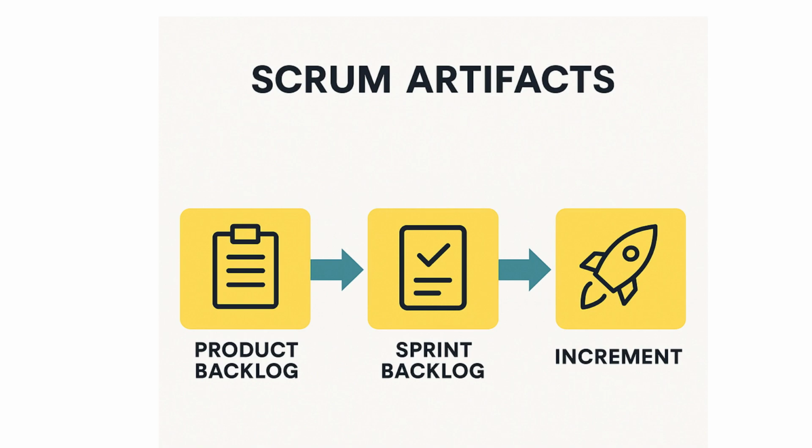So, Scrum artifacts are the evidence of progress. The product backlog shows possibilities. The sprint backlog shows focus. The increment shows results. In the next section, we'll tie everything together by looking at how roles, events, and artifacts interact to create a powerful cycle of delivery.